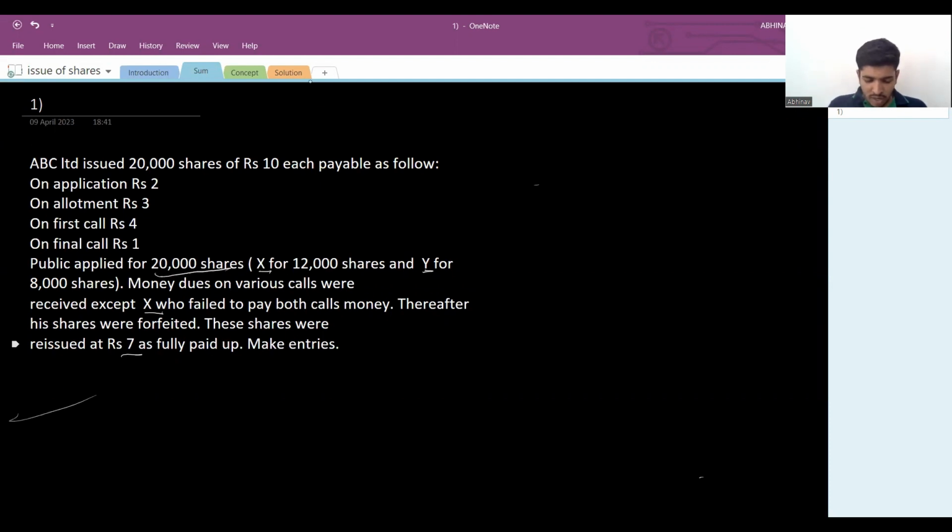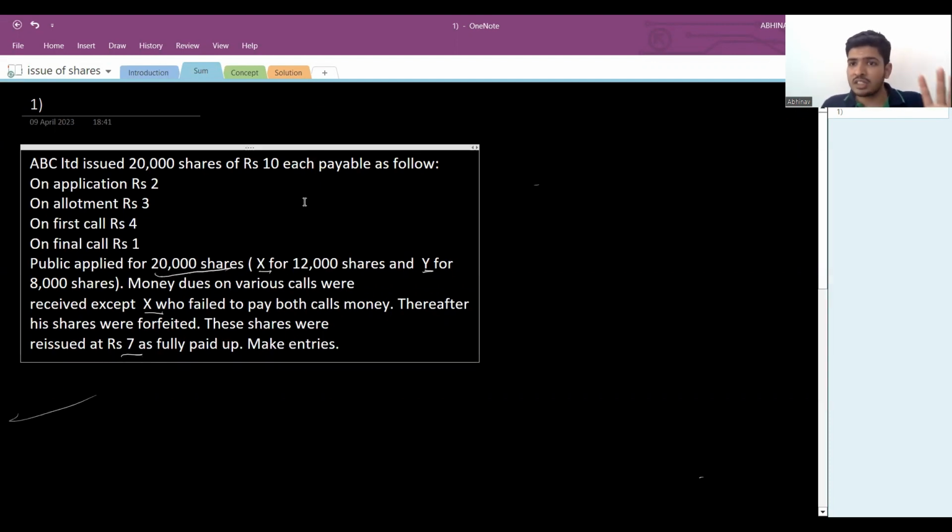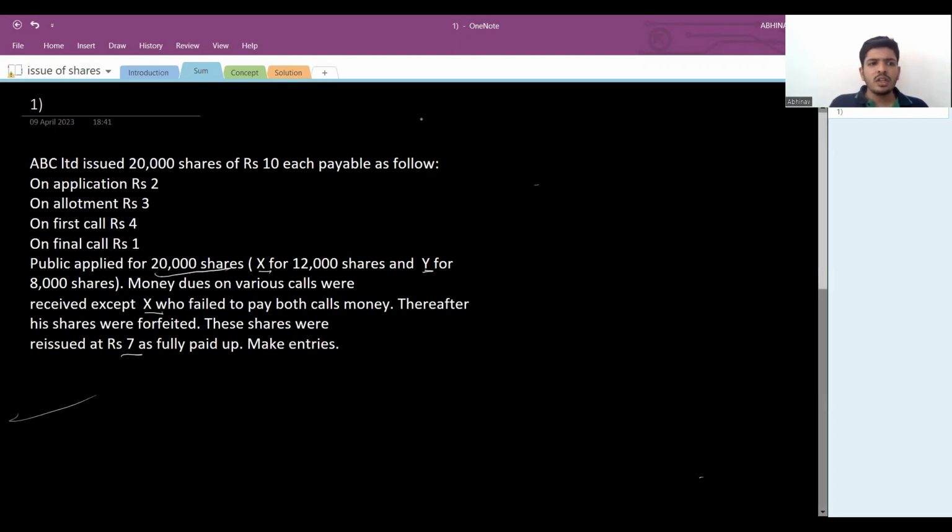Now, don't worry. I have not even started explaining it. So you may not even understand a single term. That's normal. Every term will be explained in this chapter. Now let's start. ABC Limited is the company's name. So issued 20,000 shares of rupees 10 each.